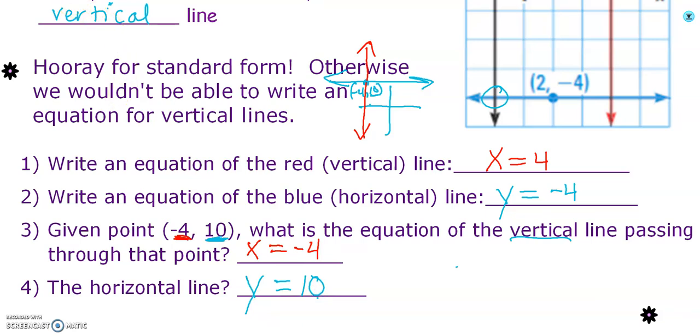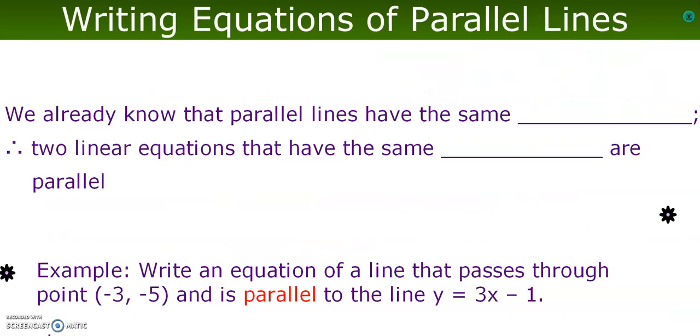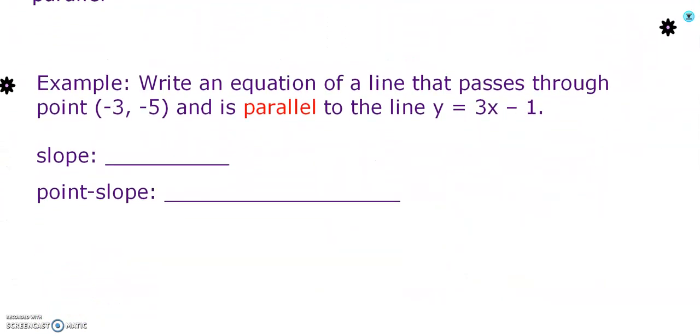We're going to continue with our lesson and move into parallel and perpendicular lines. We already know that parallel lines have the same slope. Therefore, two linear equations that have the same slope must be parallel. We're going to write an equation of a line that passes through the point (-3, -5) and is parallel to the line y equals 3x minus 1. If we know our line is parallel, then we need to have the same slope.